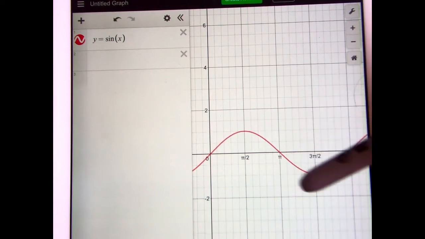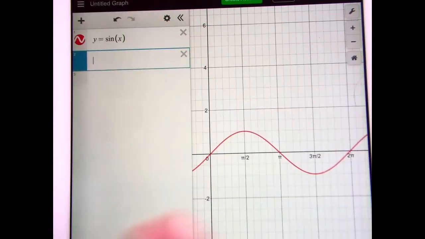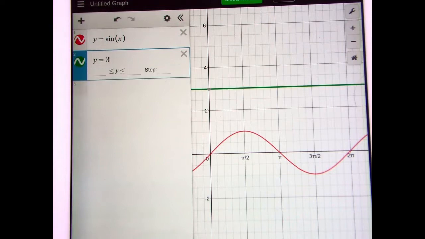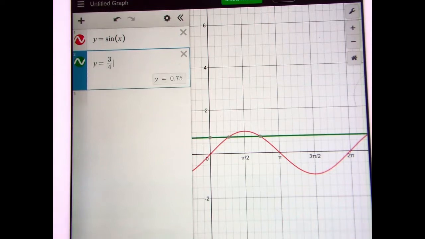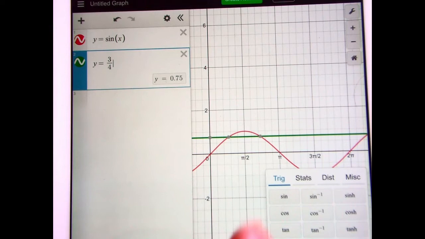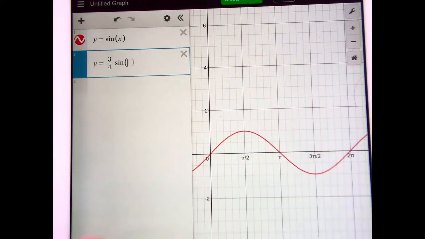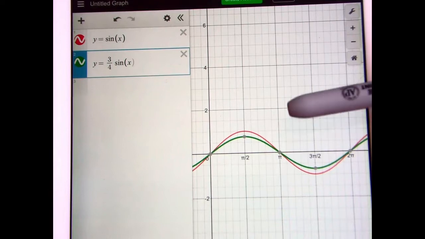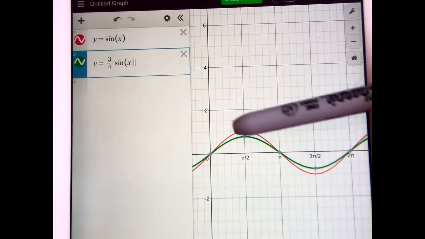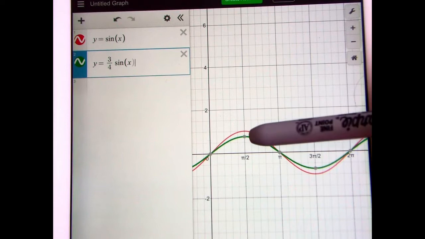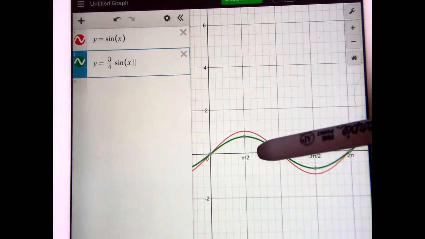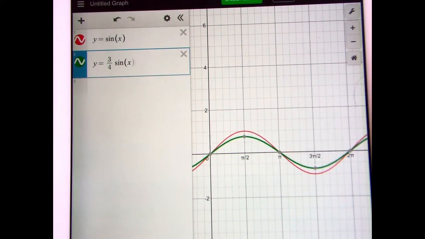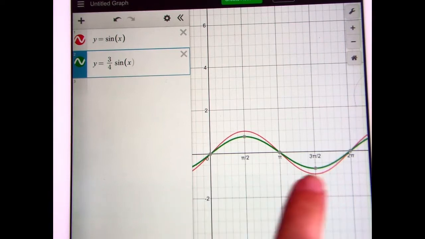So far I've just graphed sine x. So naturally our period is 2 pi. Our amplitude is 1. So let's see what happens when I add a 3/4 in front of sine x. In green here, I have y equals 3/4 sine x. And sure enough, there is my new amplitude. My new amplitude is 3/4. So it is a shorter graph than the original.